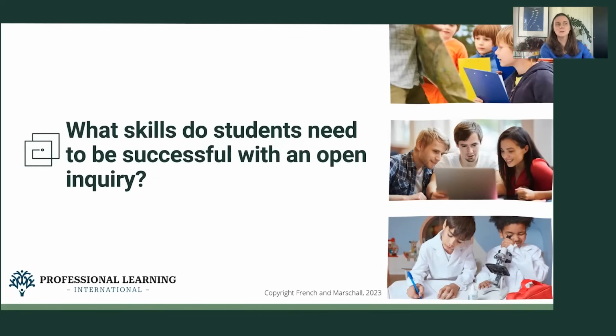And we also know that if students don't have those skills, the inquiry is likely to really stall, or students are going to have trouble being able to successfully navigate moving from a structured or guided inquiry into an open inquiry.